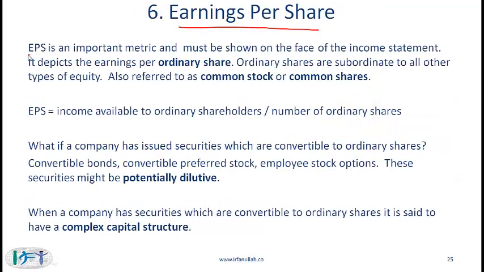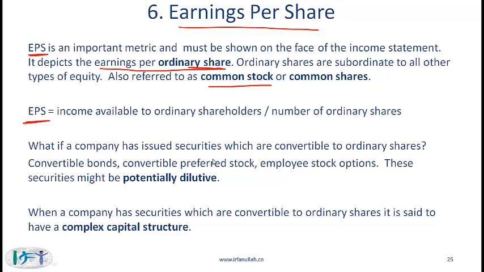Earnings per share, or EPS, is an important metric and must be shown on the face of the income statement. It depicts the earnings per ordinary share. Ordinary shares are subordinate to all other types of equity. You might hear the term preferred shares or preference shares get dividends before ordinary shares. Ordinary shares are also called common shares or common stock. In terms of a simple formula, we can say that EPS is equal to the income available to ordinary shareholders divided by the number of ordinary shares.